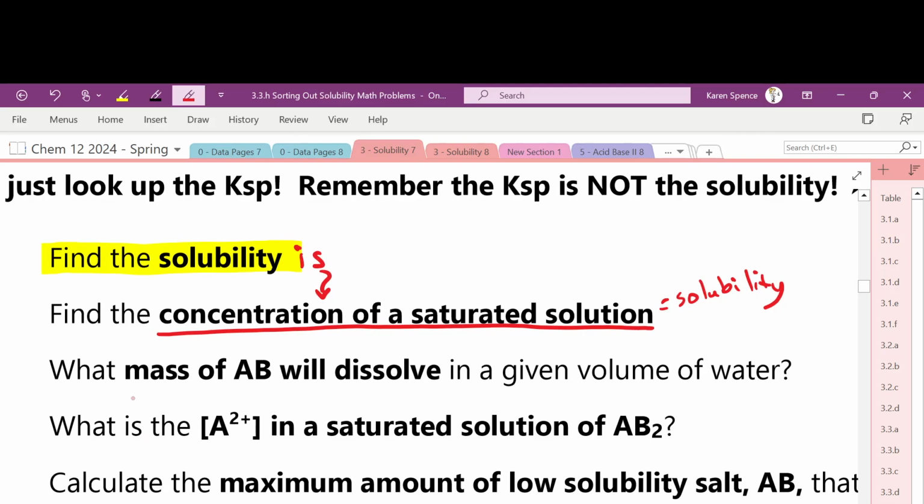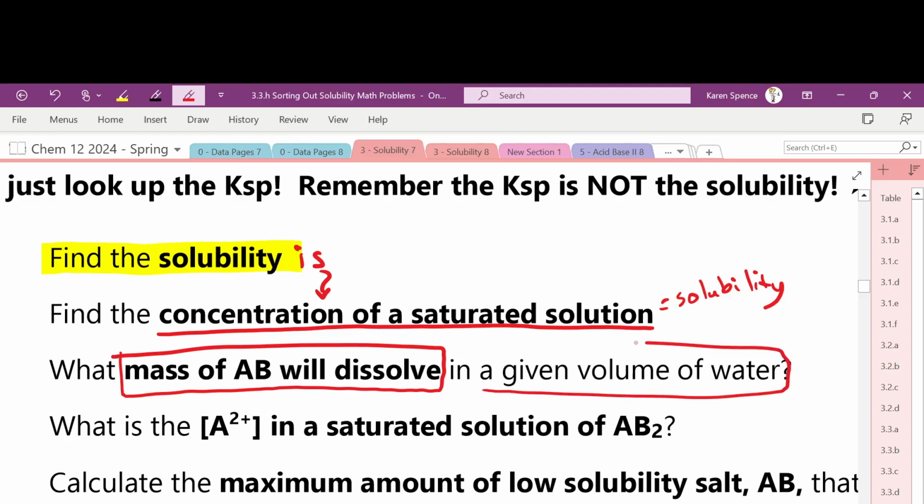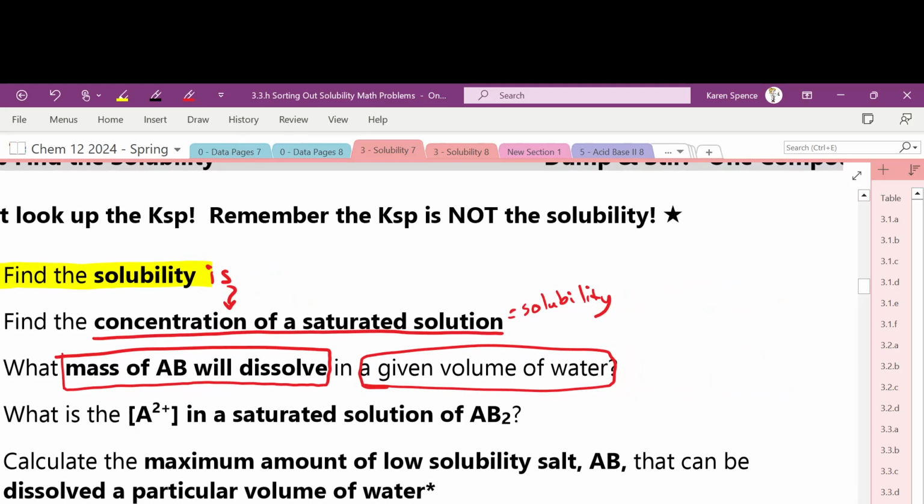What if they ask you what mass of a salt will dissolve in a given volume of water? So basically they're saying what amount will dissolve in the volume. So this is the maximum amount in the volume. So this is the solubility.